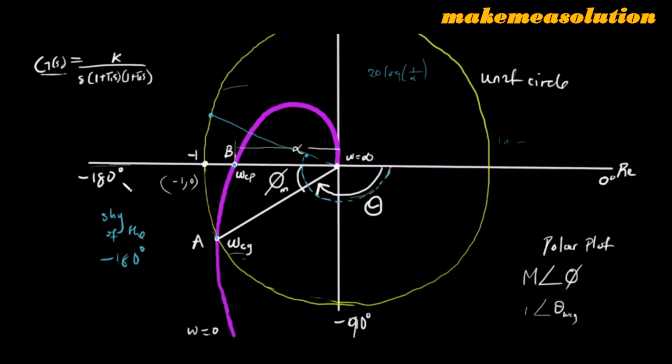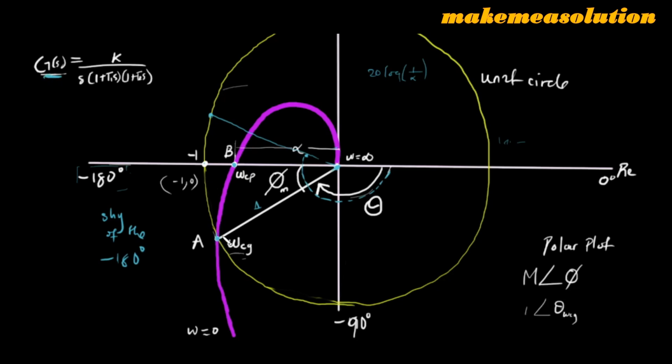Now, the phase crossover frequency is the frequency that causes the magnitude, that's the magnitude alpha, to lie on this line. So you can say the phase crossover frequency is the frequency where the phase of this particular system is minus 180 degrees. So it is on this line. Then the gain crossover frequency is the frequency that makes the magnitude to be 1. As you can see, this is the magnitude. The magnitude at this point is unity because this is a unit circle. That's the gain crossover frequency, the frequency where the magnitude of this function is unity.